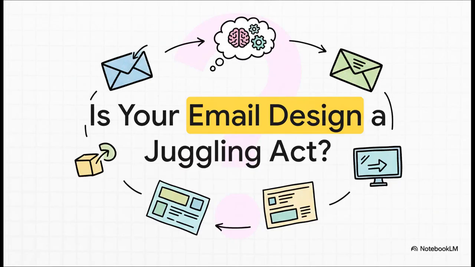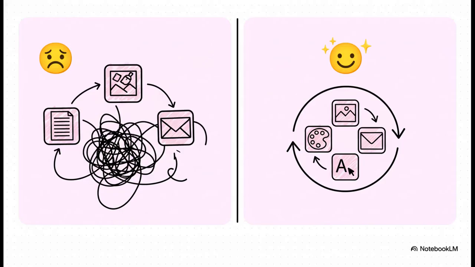So, does this sound familiar? You're writing your copy in one app, you're designing your graphics in another, and then you're trying to stitch it all together in some clunky email builder. It's this frustrating juggling act that, let's face it, so many of us go through just to get a simple announcement out the door. Okay, so on the left, you've got the old way, right? It's fragmented, it's slow, and your branding, it just gets lost between all those different apps.